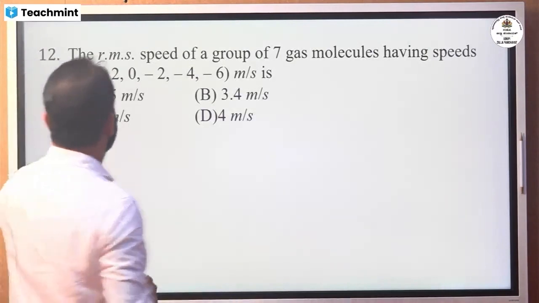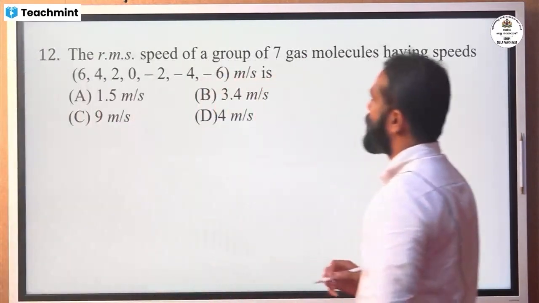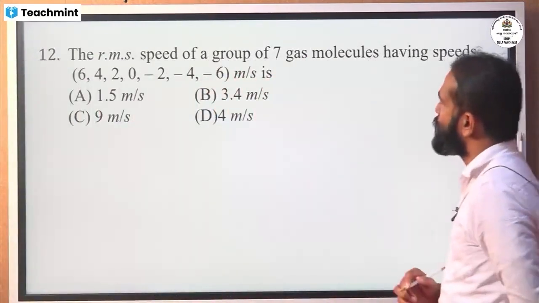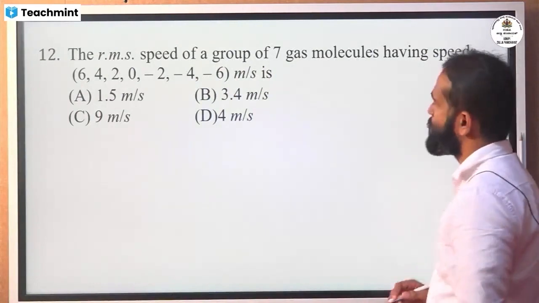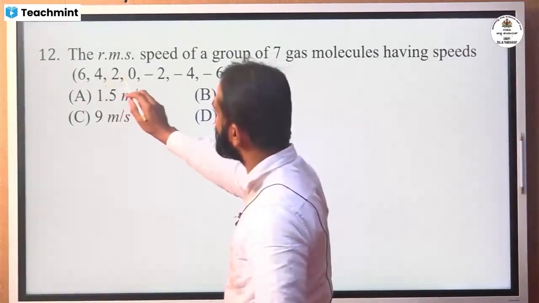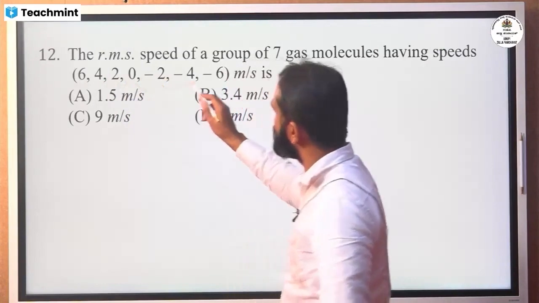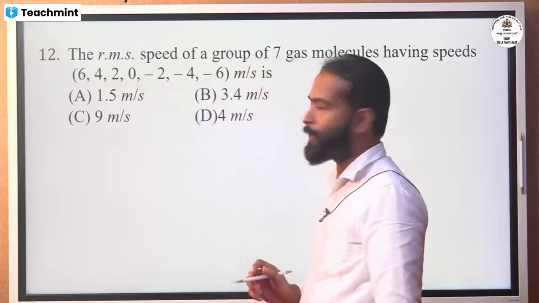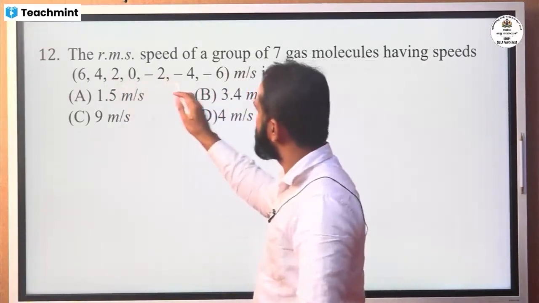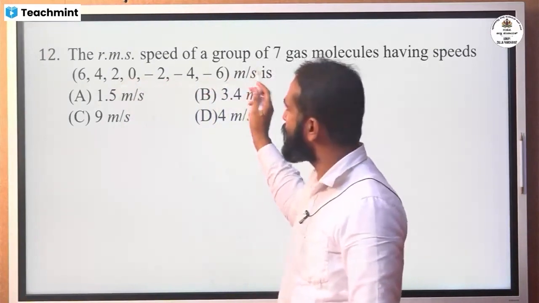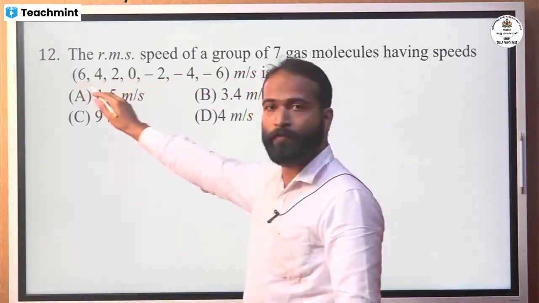Okay. Let's solve question number 12. The RMS speed of a group of 7 gas molecules having speeds 6, 4, 2, 0, -2, -4, and 6 meters per second is? This minus sign just represents that the direction of motion is opposite to the first 3 molecules.